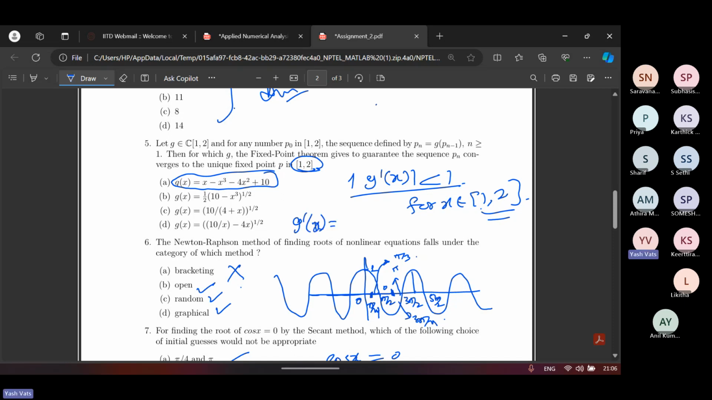So g prime x is what? For the first equation, it is 1 minus 3x square. For the next equation, 1 minus 8x, 3x square minus 8x. Yeah. So what type of function is it in the interval 1, 2? Is it a decreasing function or an increasing function? G dash x.